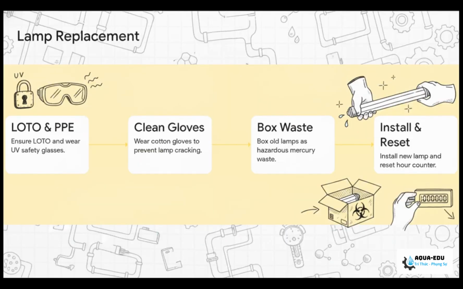If you trace the problem to an expired lamp, here are the non-negotiable replacement rules. Number 1, lockout/tagout and UV safety glasses are a must. Number 2, you have to wear clean cotton or powder-free nitrile gloves. Seriously, never touch a new mercury bulb with your bare hands. The oils from your skin create localized hotspots that destroy the lamp's lifespan and can even shatter the glass. Number 3, box up the old lamps as hazardous mercury waste, never toss them in the regular trash. And number 4, once the new lamp is in, reset your operating hour counter back to 0.